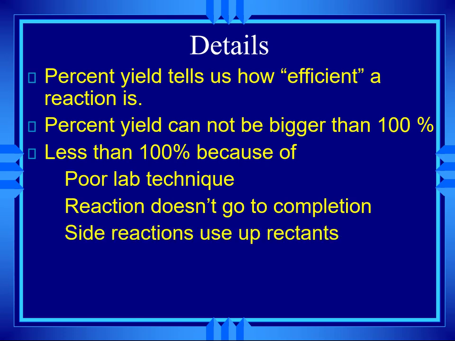Okay. Then there's side reactions. That means reactions make things besides what you want. They use up your reactants before they make what you want, which would be, instead of making carbon dioxide, making carbon monoxide, or making carbon. If I make carbon and carbon monoxide, I don't have enough to make all the CO2 I'm supposed to.